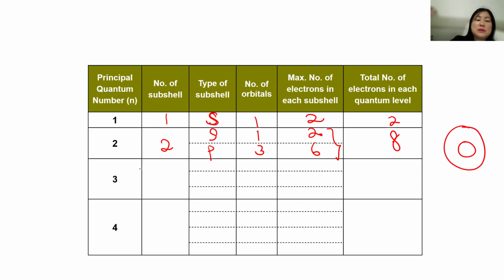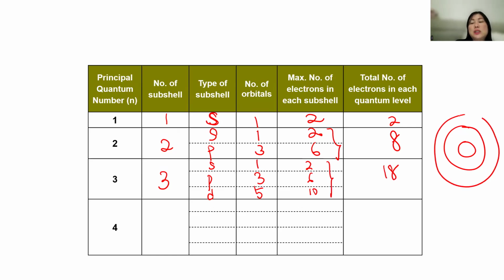The third quantum number will have 3 subshells, and we give them names. We call them S, P, and D. So S has 1 orbital, P comes in a set of 3, D comes in a set of 5. So SPD. 2 electrons in each orbital, so therefore 2, 6, 10, and we sum it up to 18. So the third shell actually can house 18 electrons.